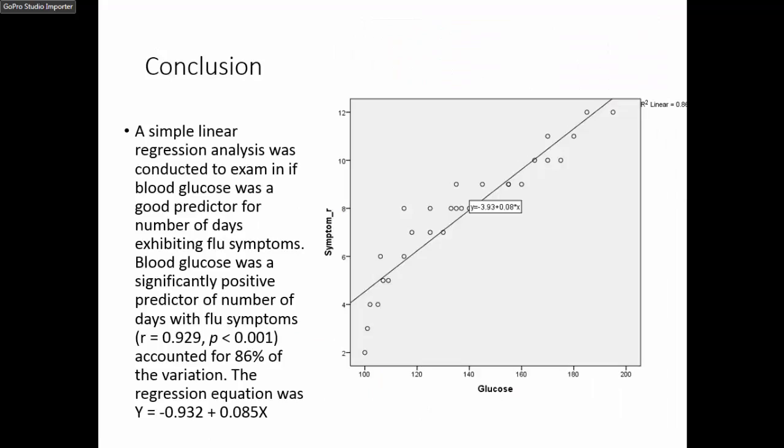The conclusion will look something like this, and I have a typo in here, so sorry. But a simple linear regression analysis was conducted to examine if blood glucose was a good predictor for number of days exhibiting flu symptoms. Blood glucose was a significantly positive predictor, and we have our R value and our P value, and it accounted for 86% of the variation, which would be the R squared value. And the regression equation was y equals, and that should be negative 4.932 plus 0.05x.